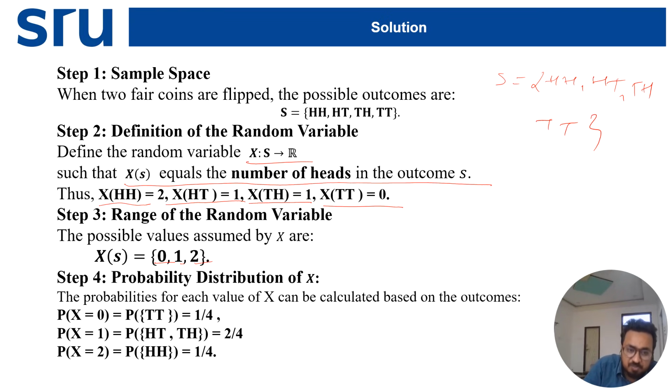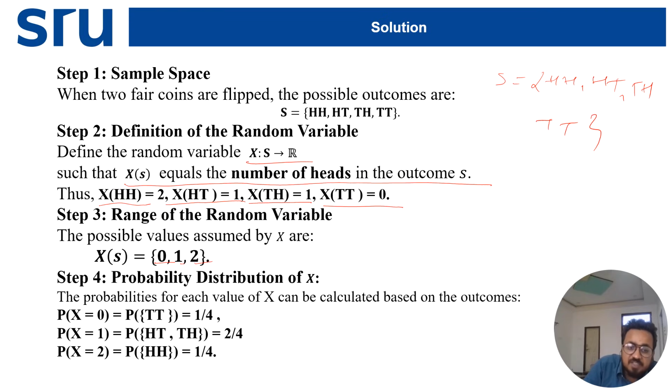Probability corresponding to getting exactly two tails. So X is equal to 0 means what? There are no heads. That means you have to find the probability corresponding to TT. So this is equal to 1 by 4.